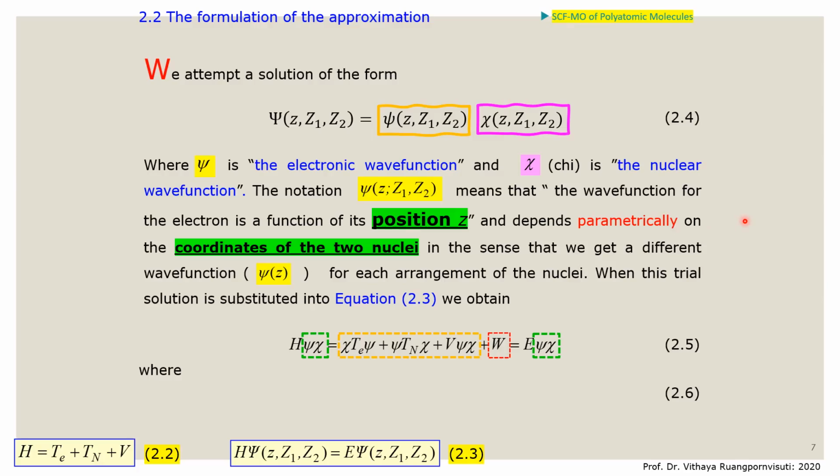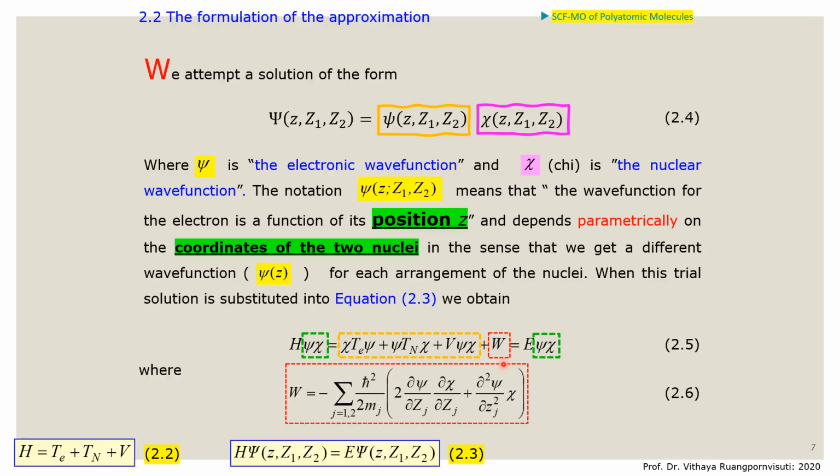Now we have an unknown term, the letter W. This term is defined by the following equation.